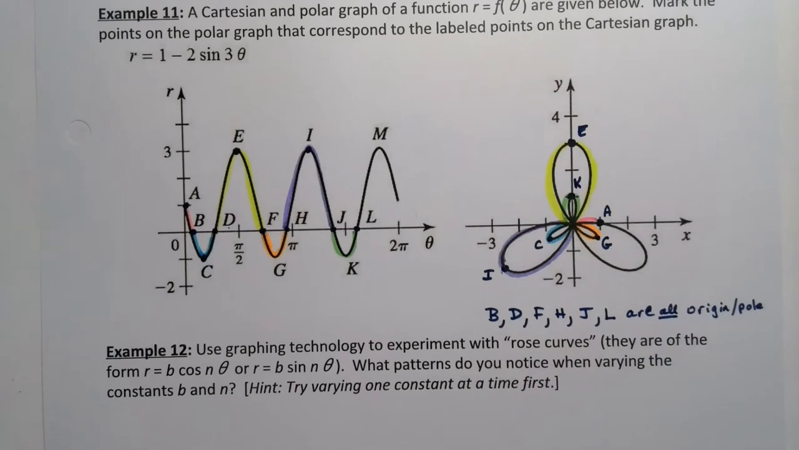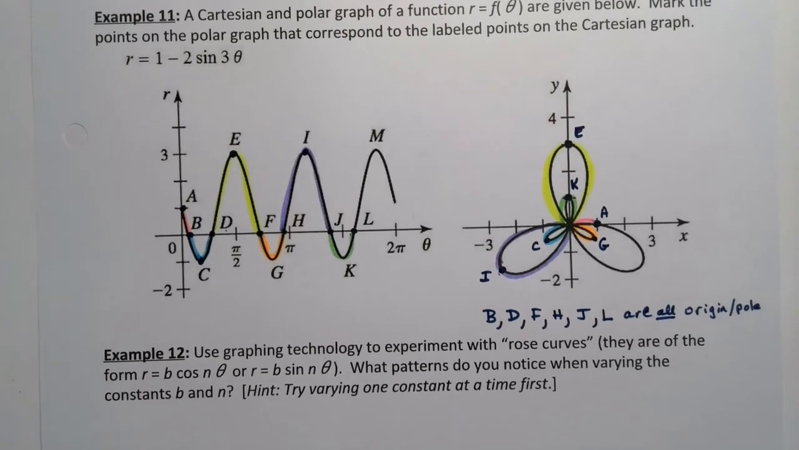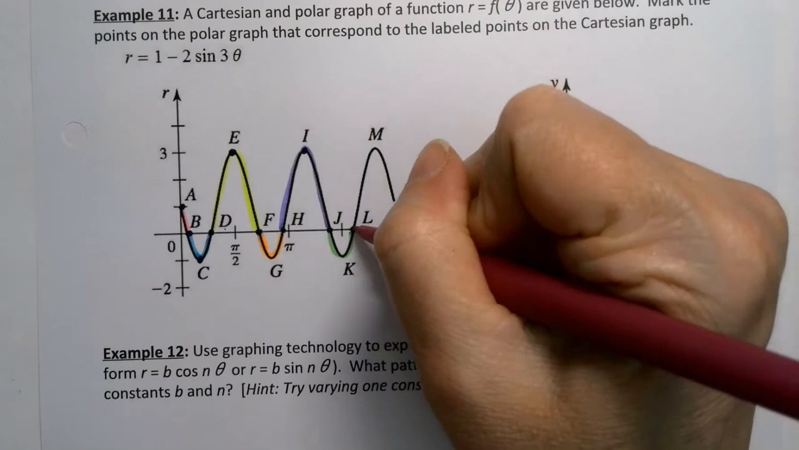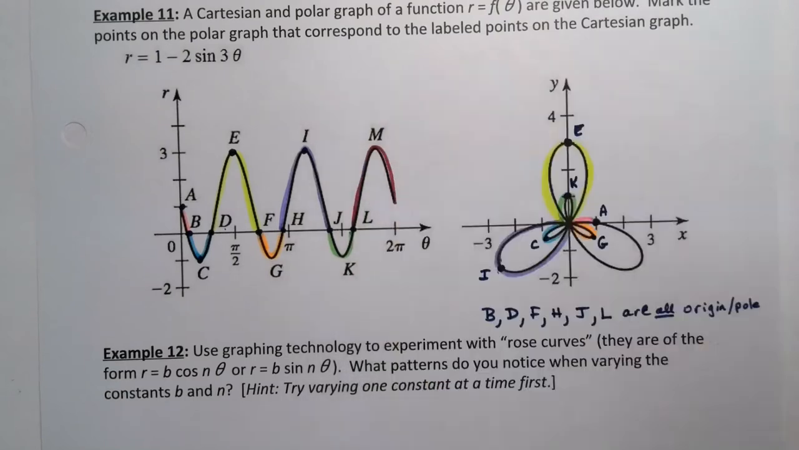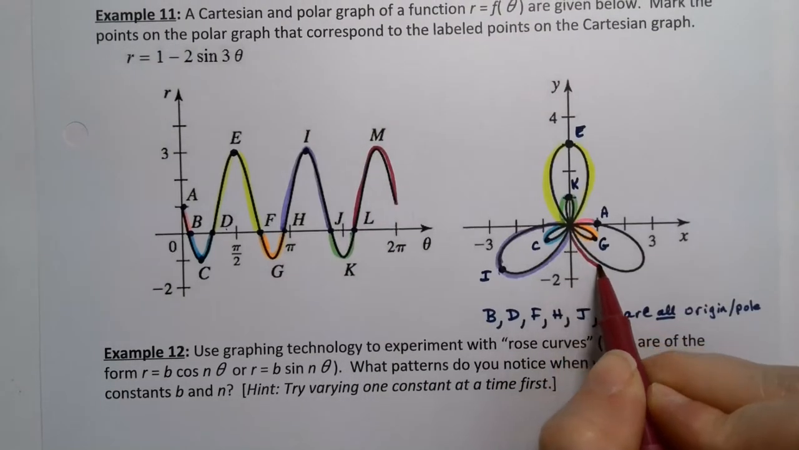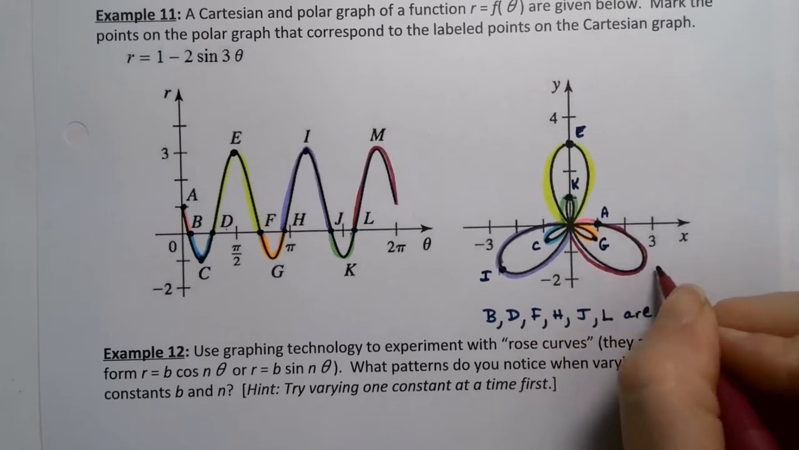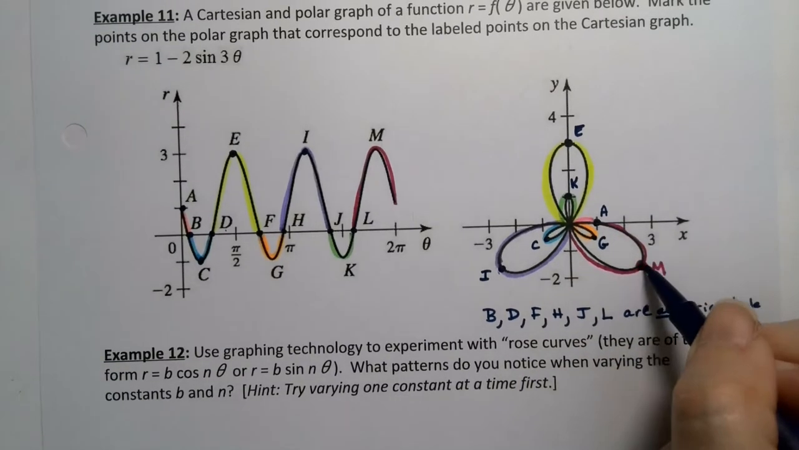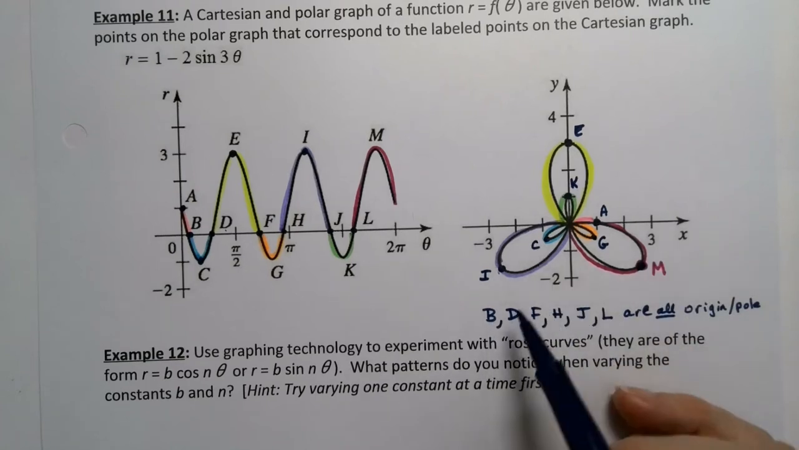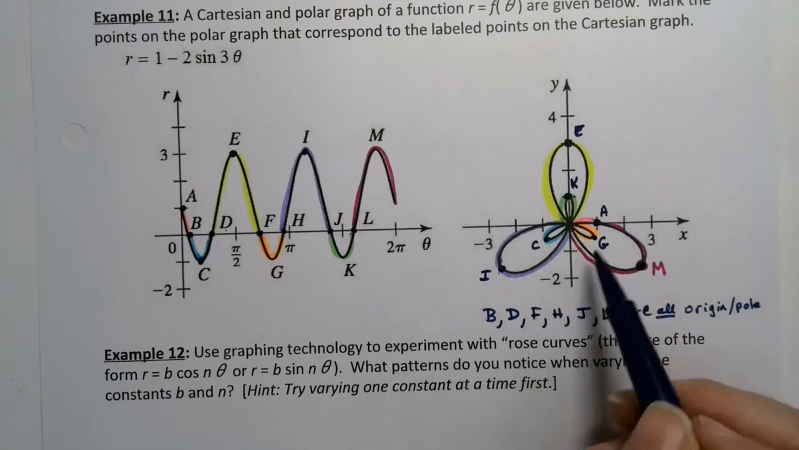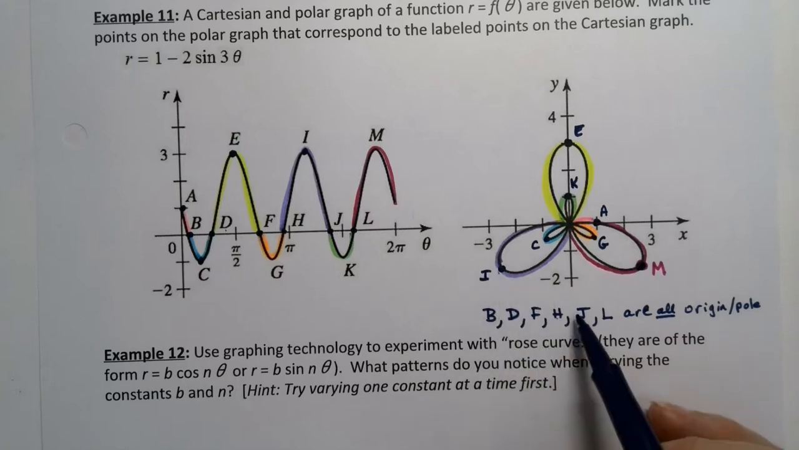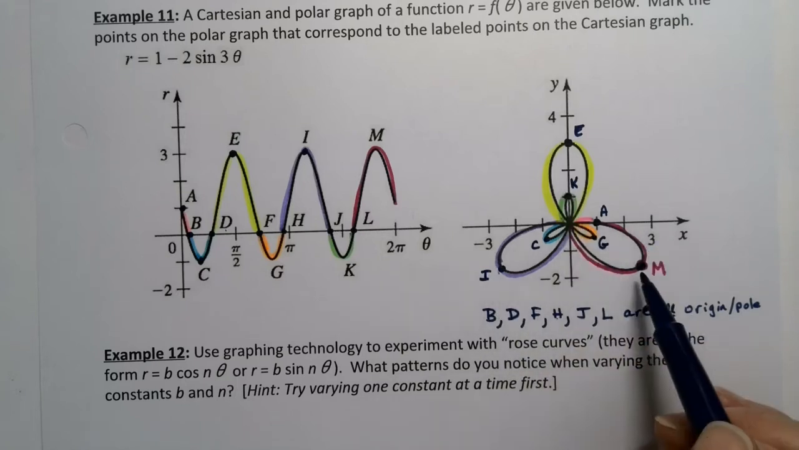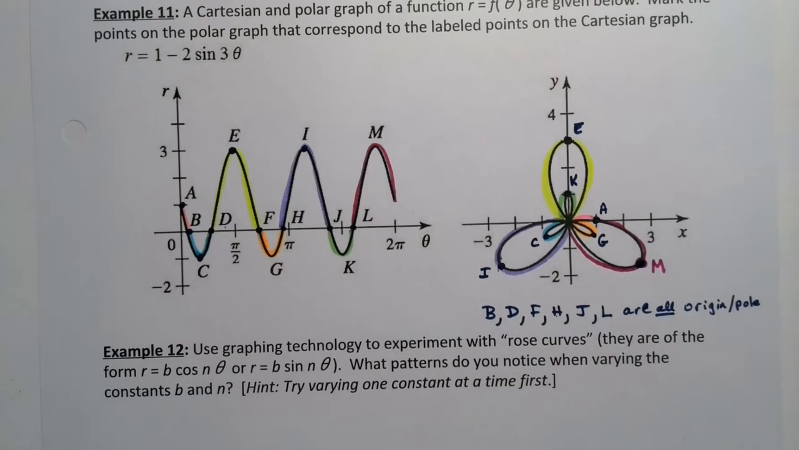I'm just trying to think about my color choices. I'm running out of options. I'll do it in a different color pink, so it's not as bright as the other one. So that's this portion right here. So M is right here. So let's see, I've got A, B, C, D, E, F, G, H, I, J, K, L is the pole, and M. I've got everything labeled.